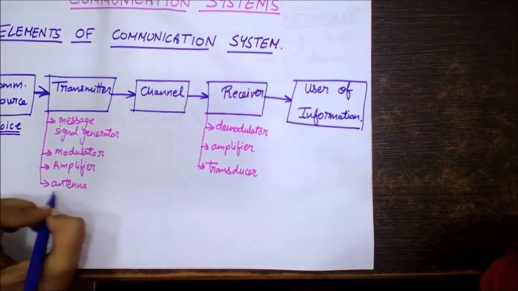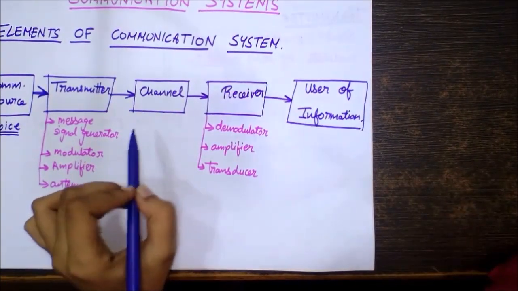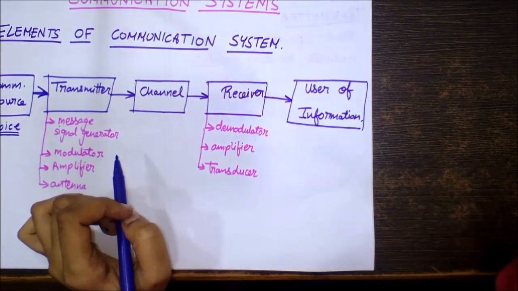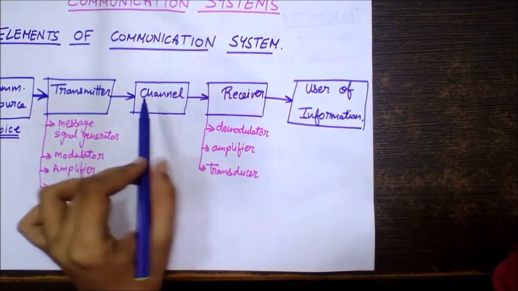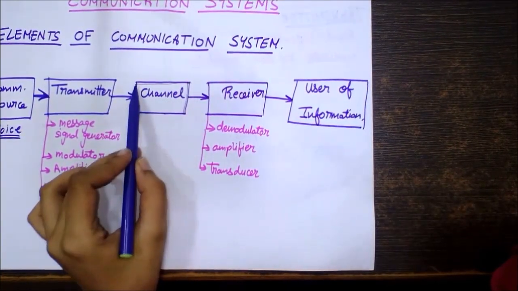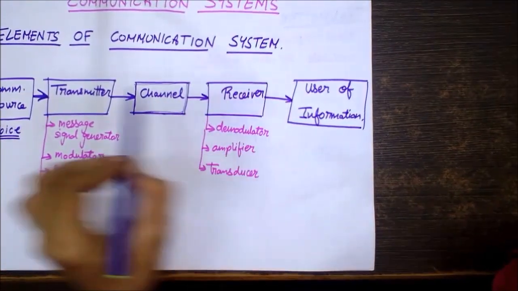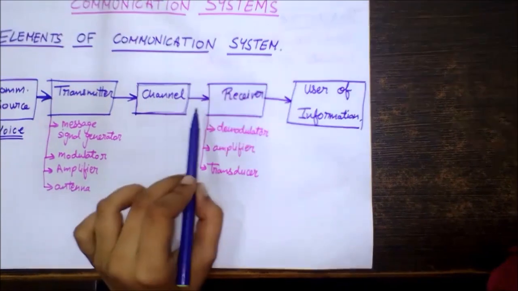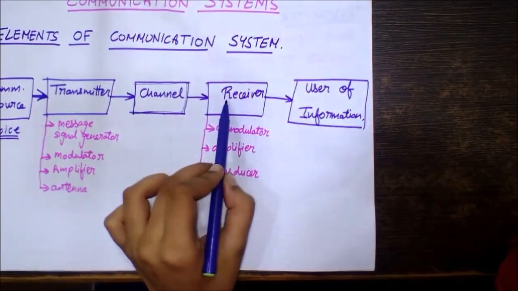And the last thing is the antenna. After a transmitter, we have a channel. The channel is the base medium through which the transmitter will transmit the voice data. It is basically the range, the bandwidth, the medium through which the data will travel, the voice signals will travel, the information will travel. Moving on to the receiver.